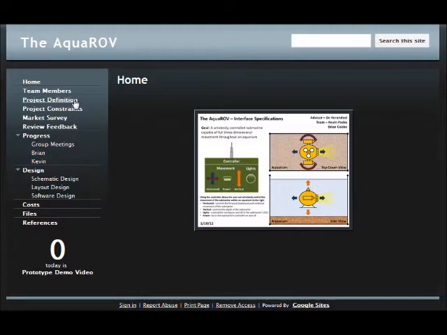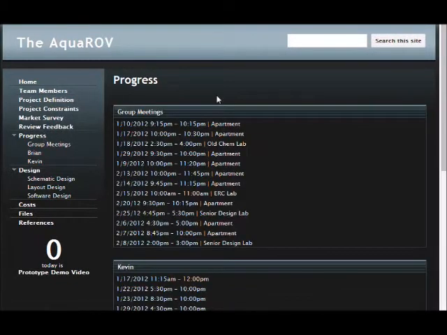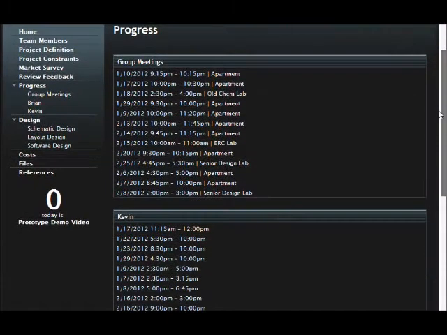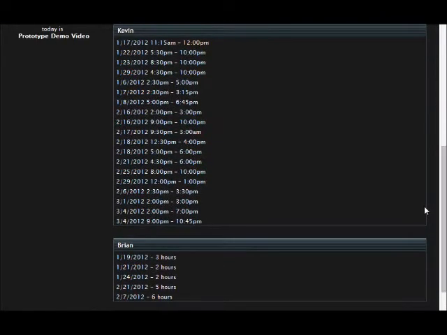Other features of our website include subpages for the assignments we completed this quarter, including the market survey and the feedback review, a subpage for noting our progress, which includes a section on our group meetings where we put how much time we spent in each meeting and what we accomplished during each of those meeting times, as well as individual time spent on the project.